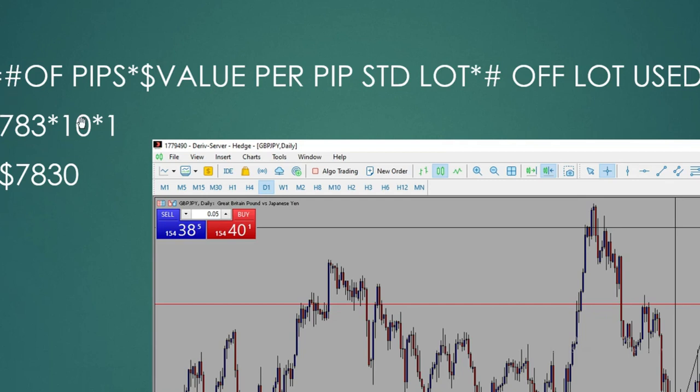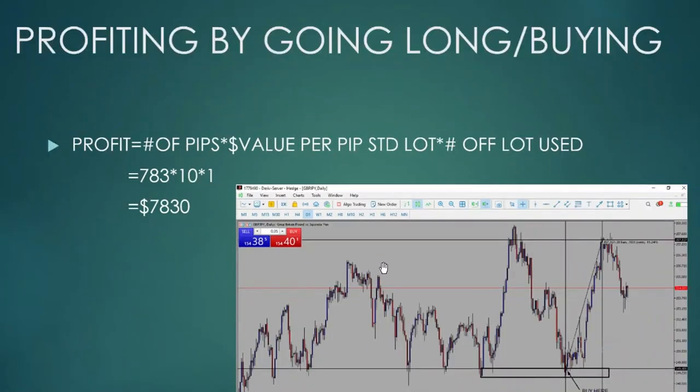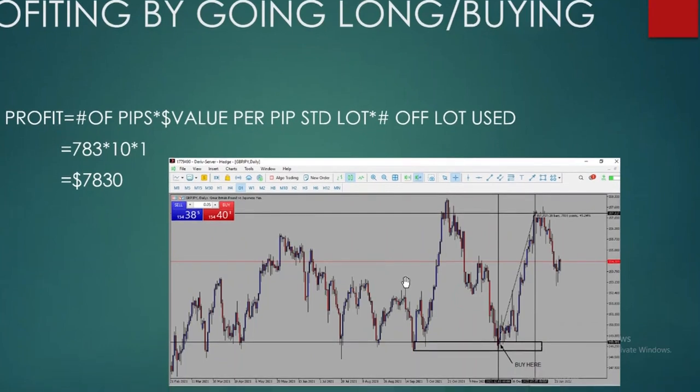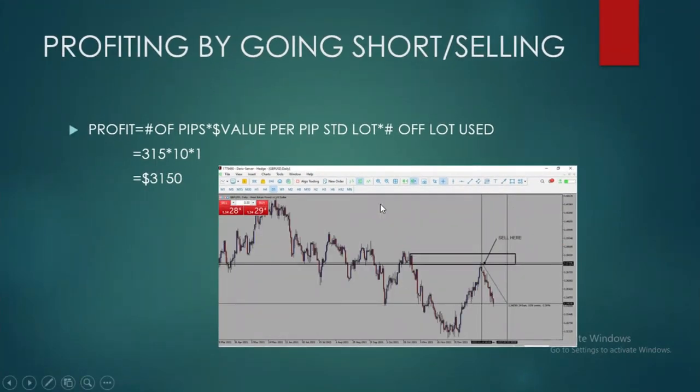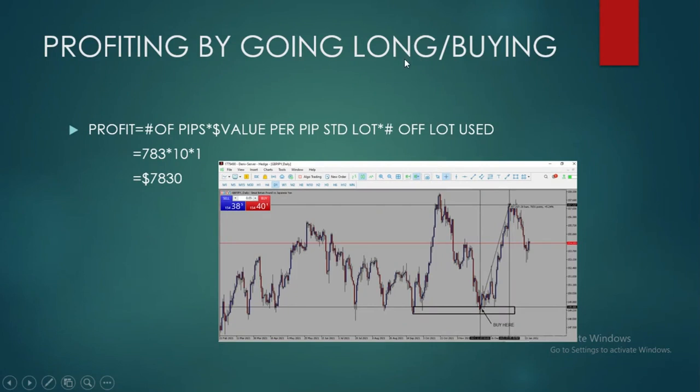Okay, so that's the calculation for this buy trade. That's an explanation for a buy trade. When we say you have taken a long, you have taken a buy, how do you make profit? That's how you make profit. The GBP is appreciating over the yen, right?